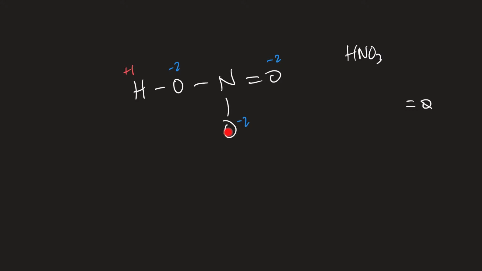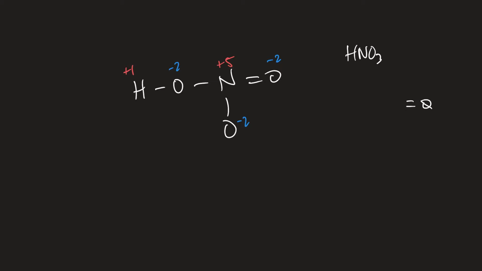So -2 plus -2 plus -2, that's -6, right? Plus a +1, so that's a -5. So in order for this to be completely neutral, then we know that nitrogen must be a +5. So this is the oxidation of nitrogen, okay?